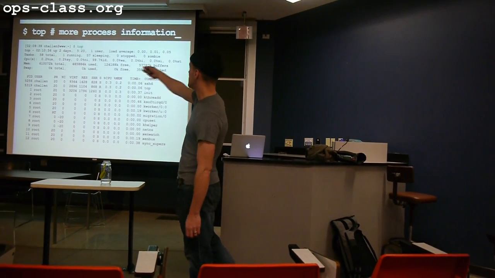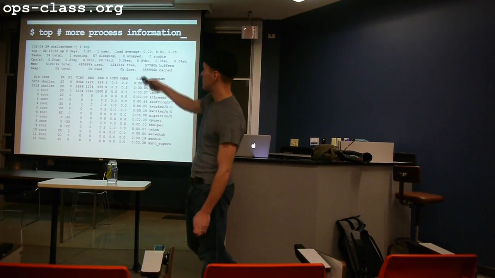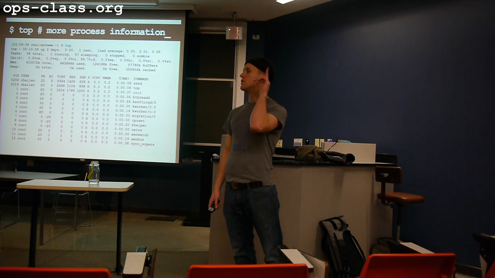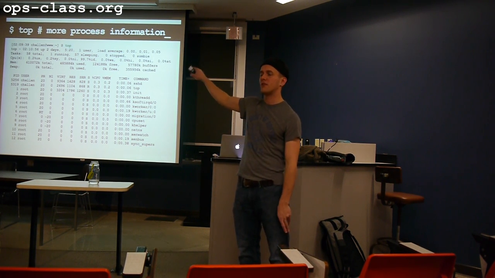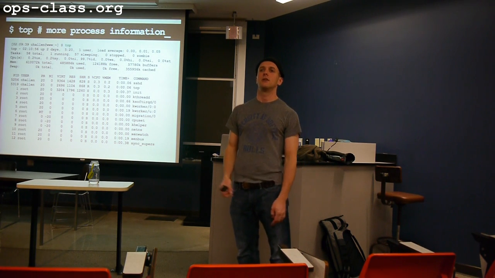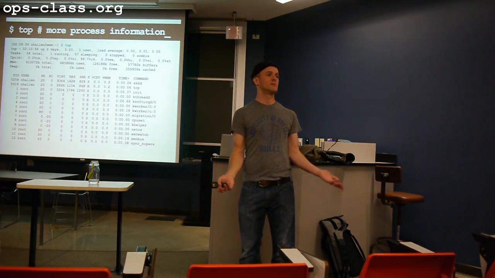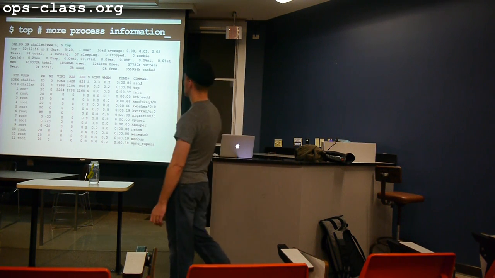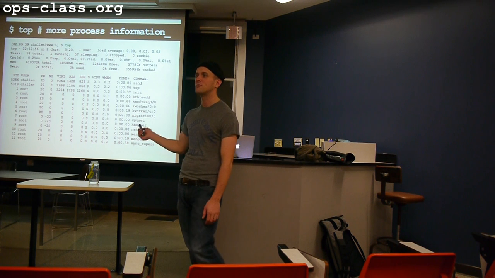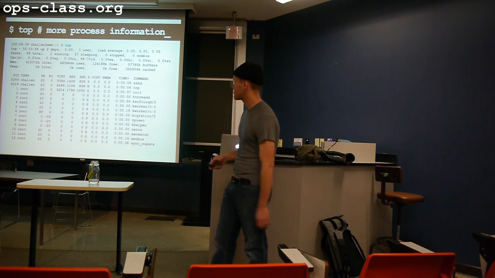What about these CPU states? What do you think some of those mean? 0.2% us, what is that? User space: the percentage of time the system has spent executing user space code. SY. And then ID. So this machine's not doing a whole heck of a lot.